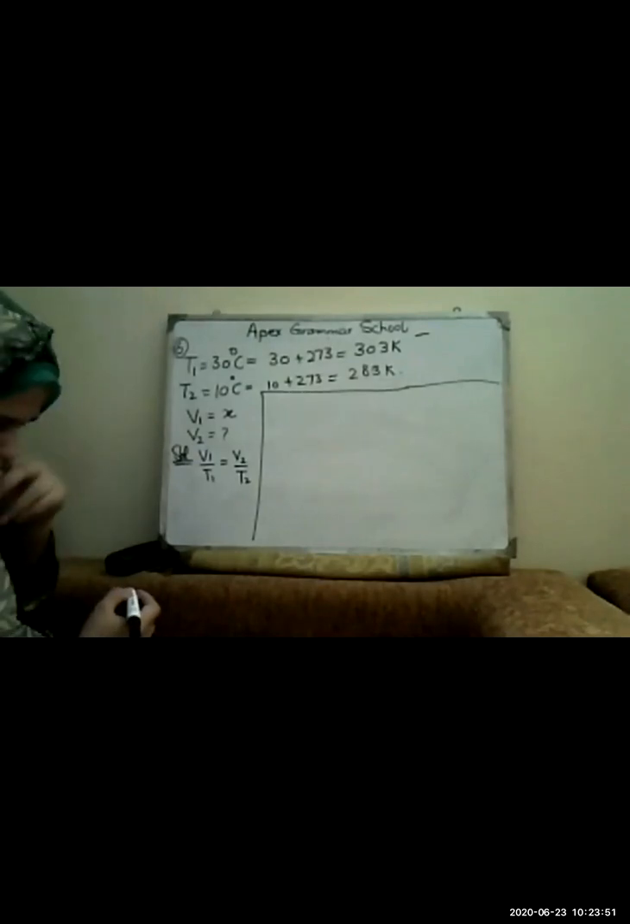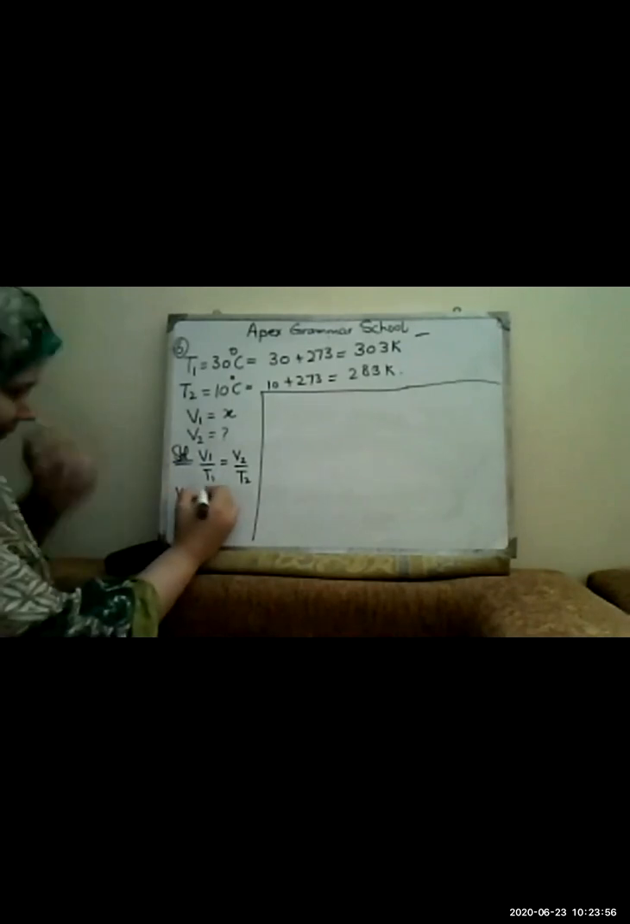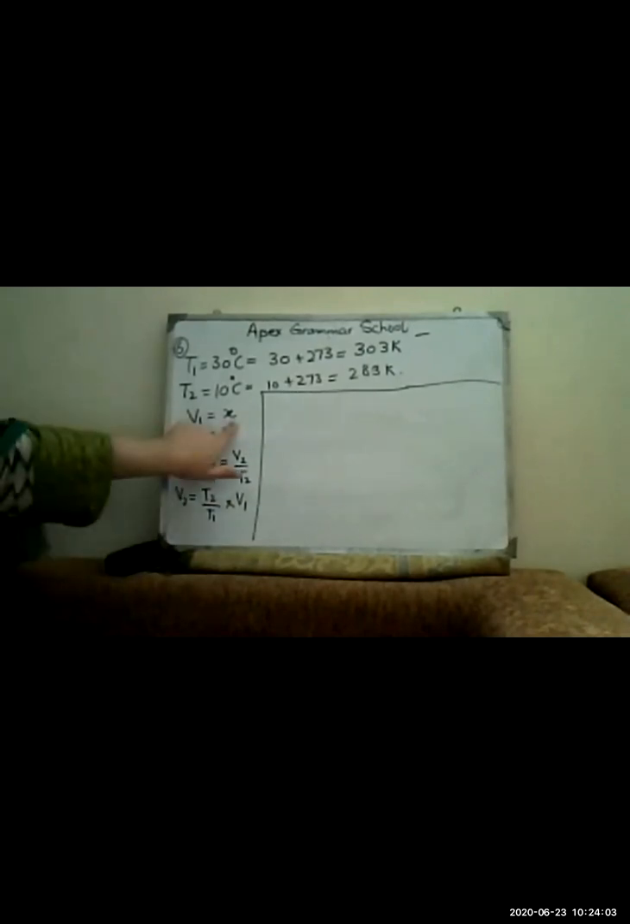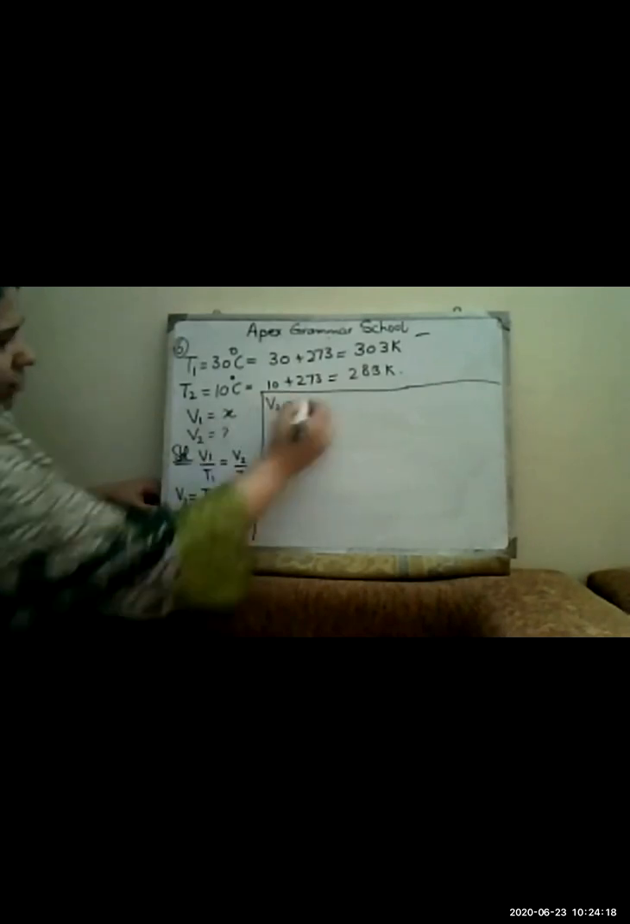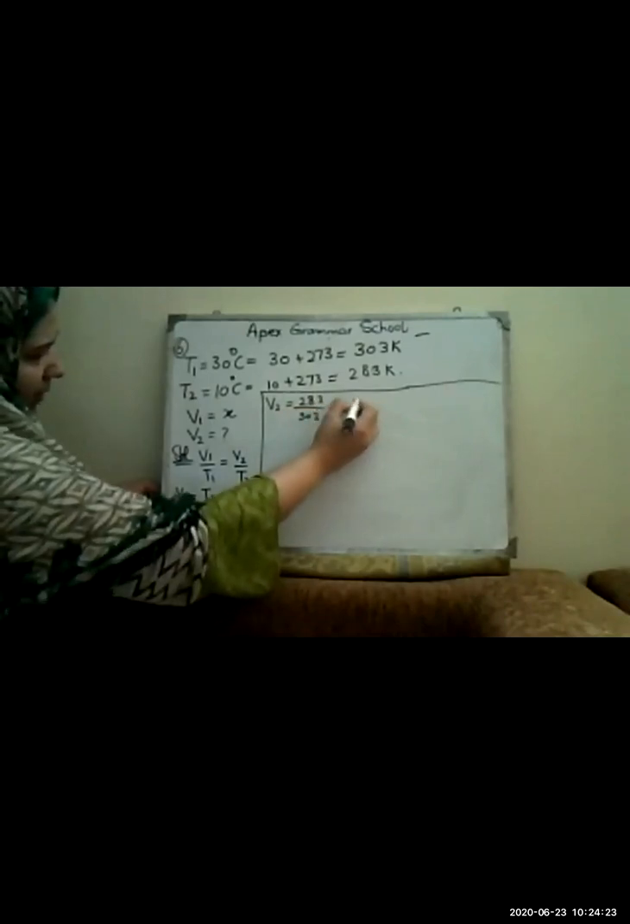Right? So what we are going to do now, we have to determine V2 is equal to T2 over T1 multiplied by V1. V1's value we have assumed to be X. Now because we have to find out the ratio, that's why we are doing this. And then we have put the formula of Charles' law. Then we have to find out the value of V2. V2 is equal to T2, which is 283, divided by 303, multiplied by X. It will come like this.